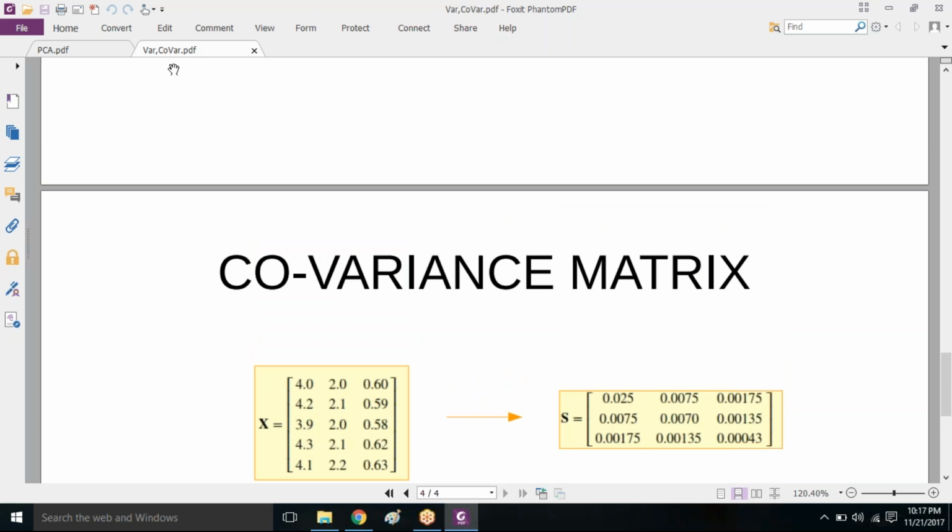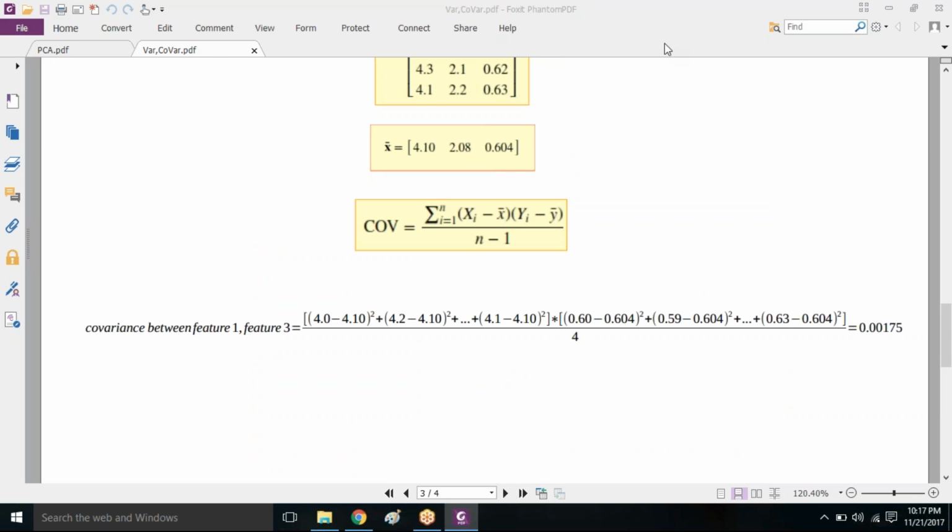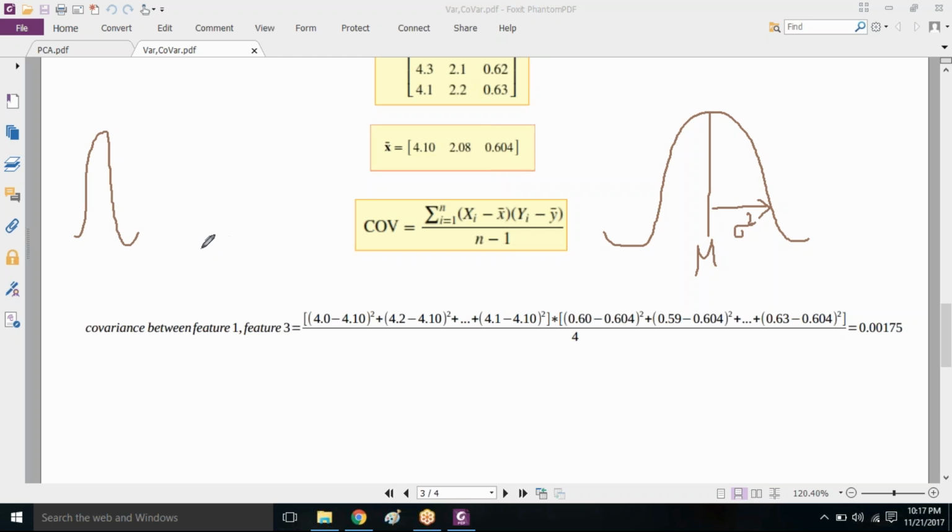That is it. That's what I just wanted to tell you, that this is how you calculate the variance. As I have told you earlier also, this is the Gaussian. This is called the mean, and this is called the variance.